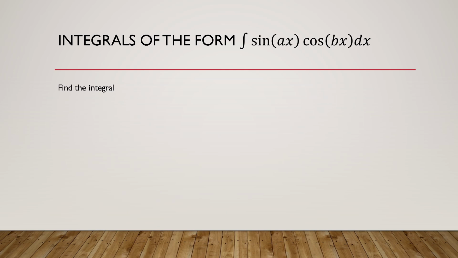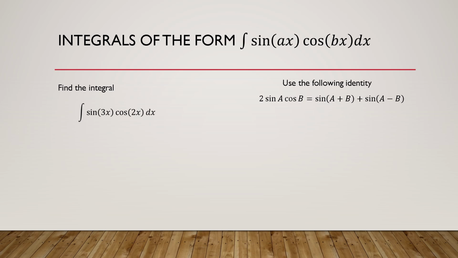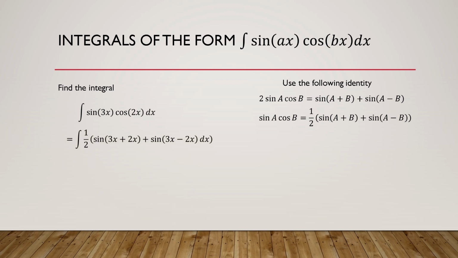In a similar manner, we can find the integral of sine ax times cosine bx dx using the identity 2 sine a cosine b equals sine quantity a plus b plus sine quantity a minus b. We'll use the integral of sine 3x times cosine 2x dx as an example. Again, we divide the identity by 2 so as to match the integrand and substitute.